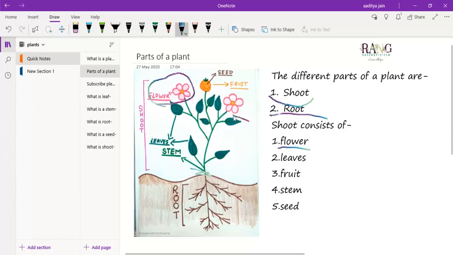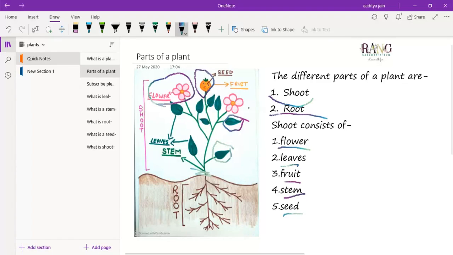Leaves, which are mainly green. You can see here, this is the leaf. This is also a leaf. Fruit, you can see here. See, fruit, that you eat. And stem. Stem, you can see all the parts of the plants are attached by this. This is known as stem. And the last, seed. Can you see these small dots here in the orange? These are known as seeds.